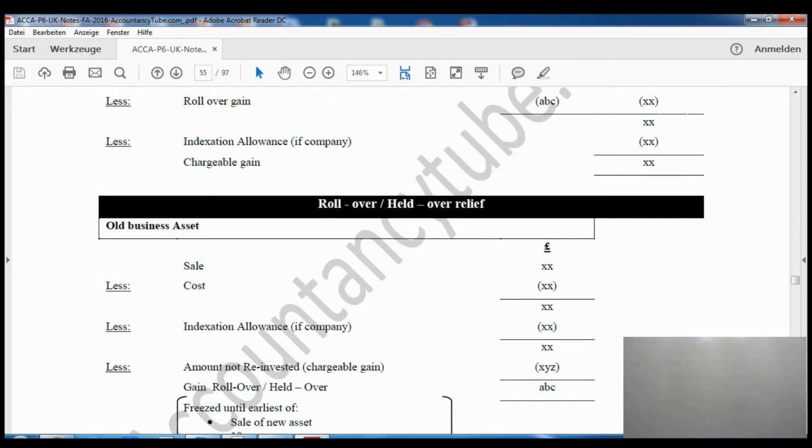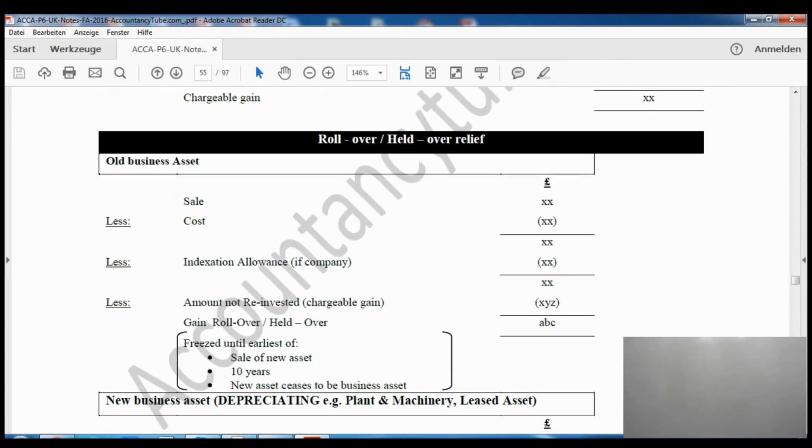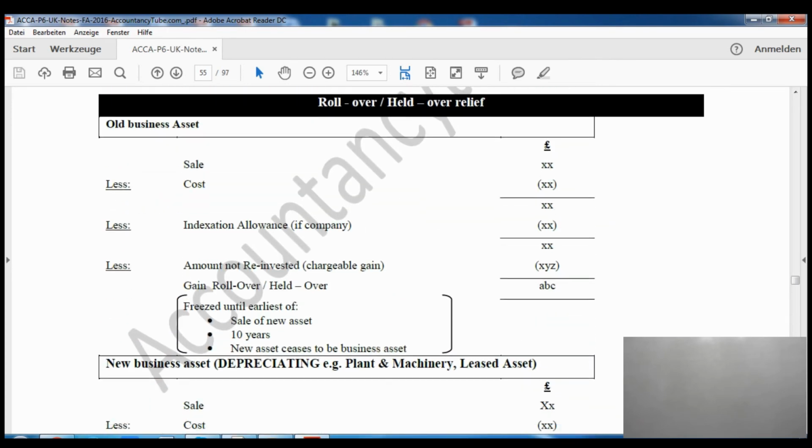Going back to where we were, we were doing rollover relief, and we have done this one. Now let's look at the second rollover relief. In the first case, I invested in a non-depreciating asset. What if I invest in a depreciating asset? What would happen in that case? Let's look at this example which you can see on your screen.